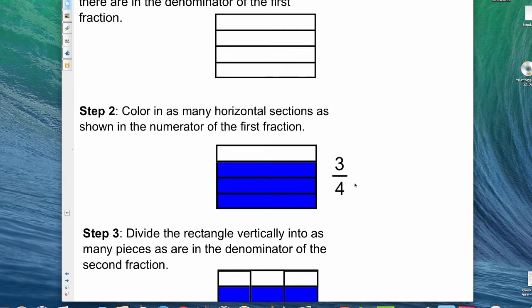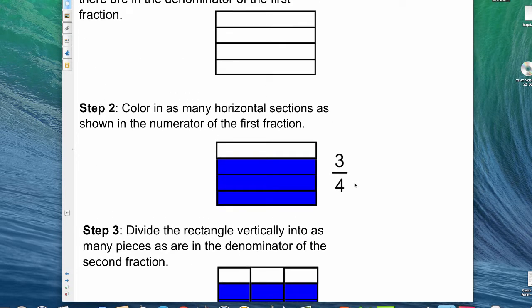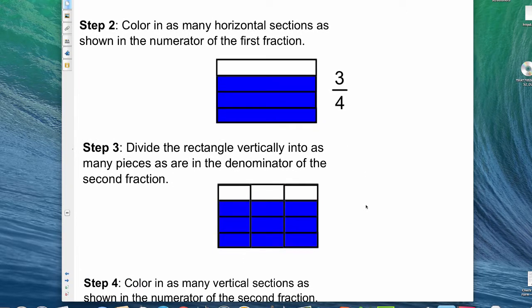Step 2 says that I'm supposed to color in as many horizontal sections as shown in the numerator of the first fraction. So the numerator of the first fraction is 3, so I've colored in 3 of my little bars that I've made, and I've got 1, 2, 3. So 3/4 of my rectangle has been colored in. Now let's move on to step 3.